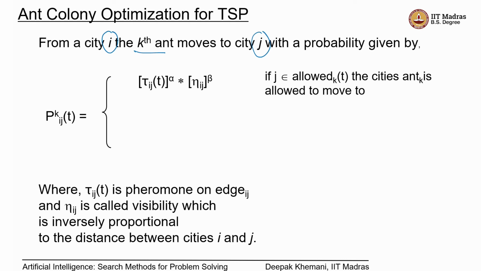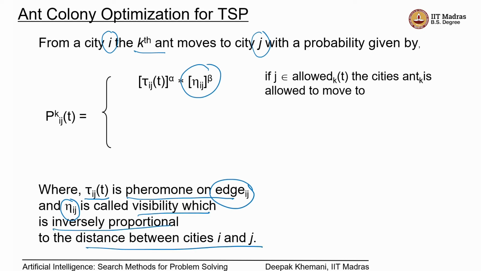One is the amount of pheromone on the edge. So tau ij is the amount of pheromone on edge ij. How much pheromone that edge has. So remember that the ant has to choose between some number of edges or some number of cities that it can go to, and it looks at how much pheromone each of those edges has. That's one thing it looks at. The other thing it looks at is called eta ij, which is the visibility, which is inversely proportional to the distance between cities i and j.